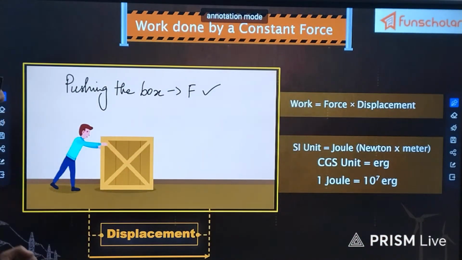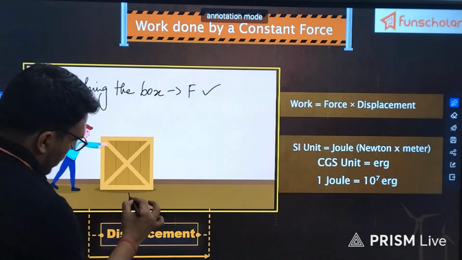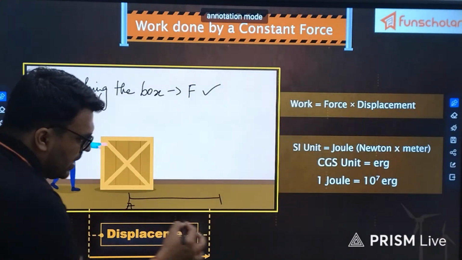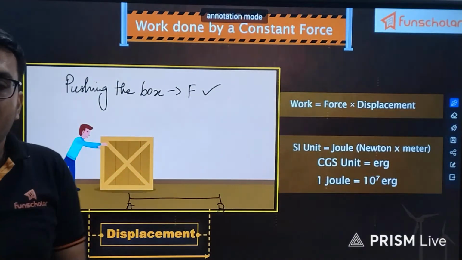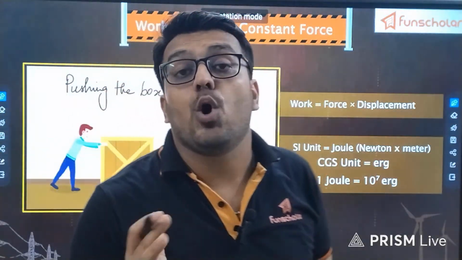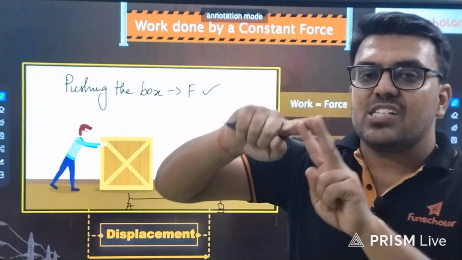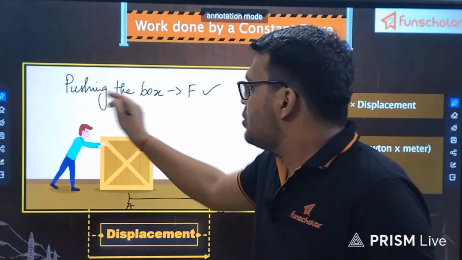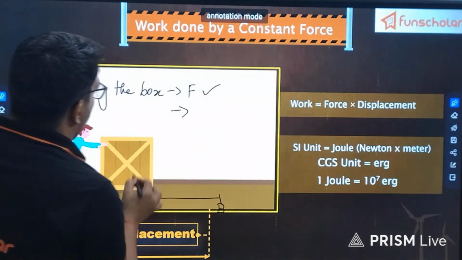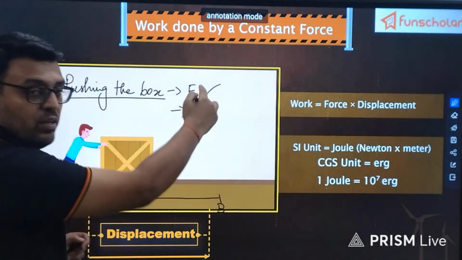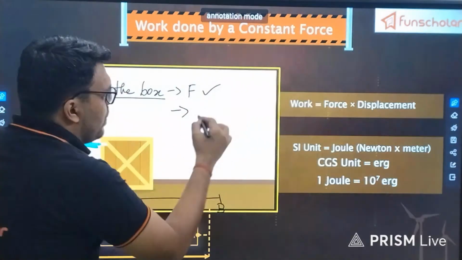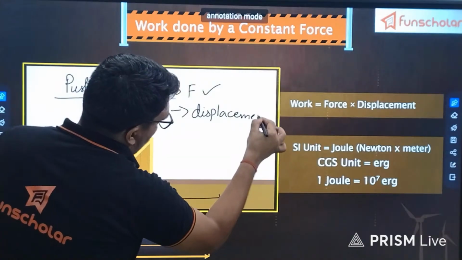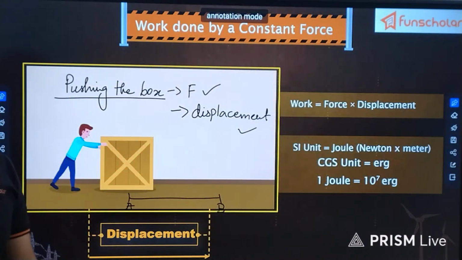Now, upon pushing, we are assuming that this particular box has changed its position. It has moved from this initial position A to the final position B. So there is a shift in the position of the box. It means that there has been a displacement as well. And what is the cause of displacement? This particular force. So because of the pushing of the box, the force was applied, and because the force was applied, there is a displacement as well.